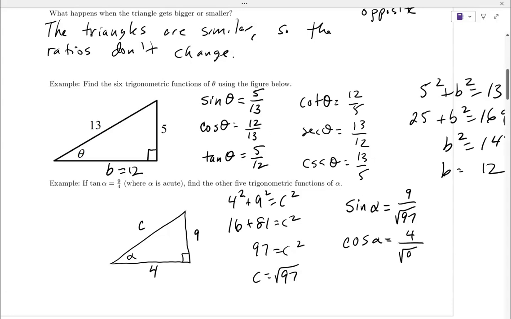All right, anyway, cosine of alpha. Yeah, 4 over the square root of 97. We already have tangent of alpha because that was what we were given. So cotangent of alpha is the reciprocal of the tangent, right? The 4 over 9, adjacent over opposite. Secant is the square root of 97 over 4. Cosecant. Yeah, good. The square root of 97 over 9. Good. That one okay? Yes.